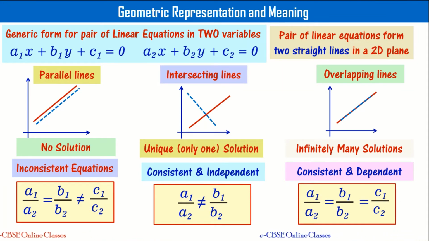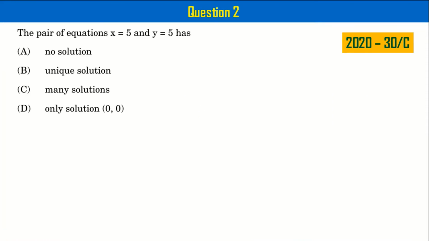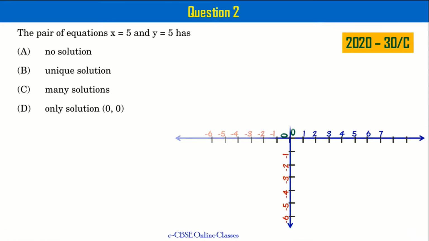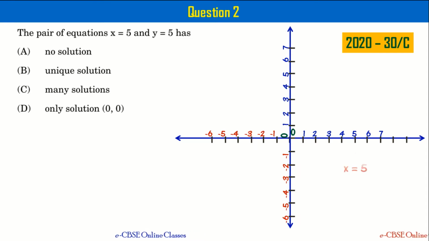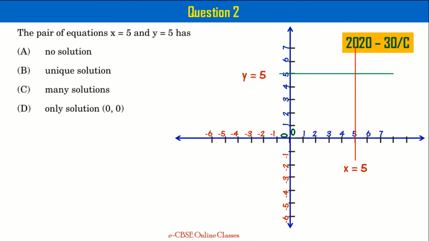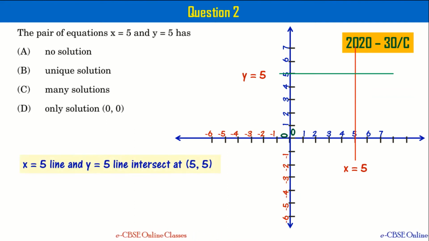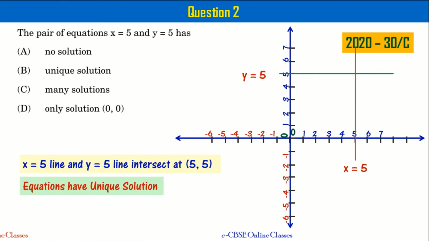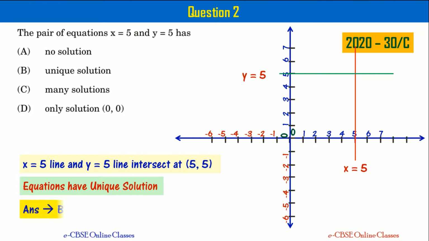Let's go back to question number 2. Let's plot the given equations. X equal to 5 is a vertical line as shown here, and y equal to 5 is a horizontal line as shown here. As you see here, these two lines are intersecting at one point, that is x comma y equal to 5 comma 5, right? It means that the equations will have a unique solution. The answer is choice B.